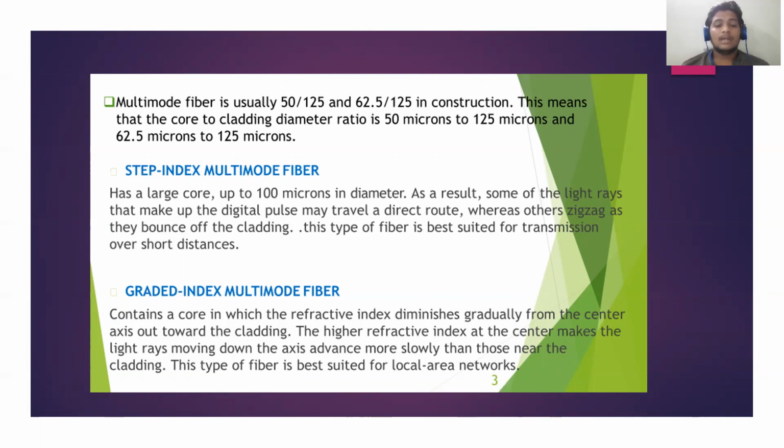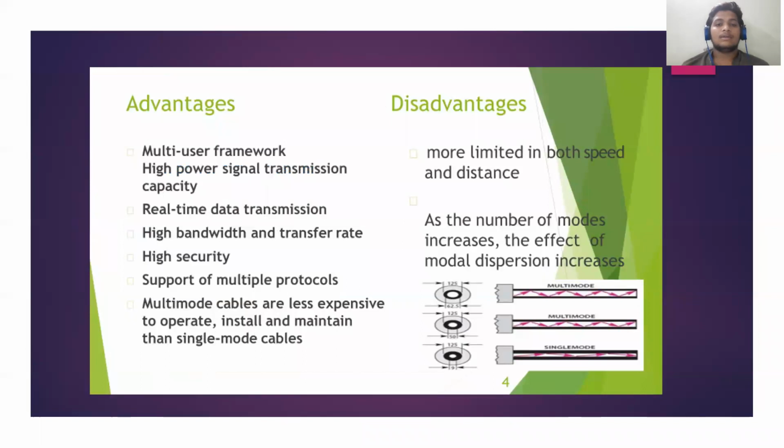contains a core in which the refractive index diminishes gradually from the center axis out toward the cladding. The higher refractive index at the center makes the light rays moving down the axis advance more slowly than those near the cladding. This type of fiber is best suited for local area networks.